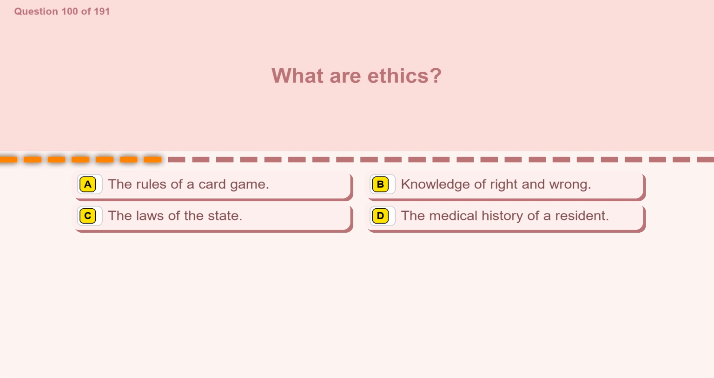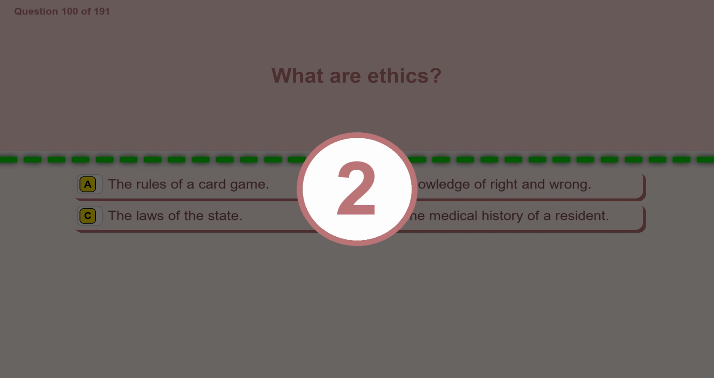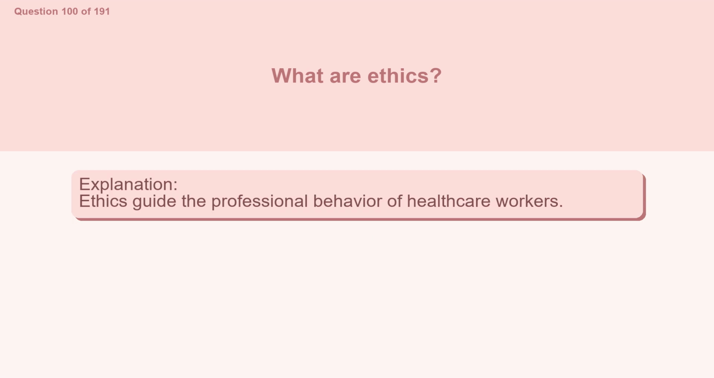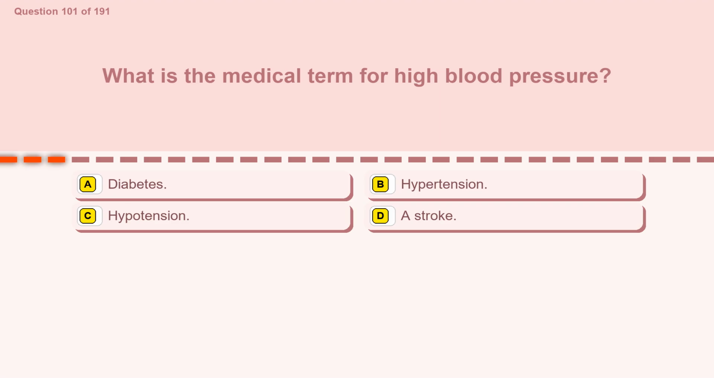Option A. The rules of a card game. Option B. Knowledge of right and wrong. Option C. The laws of the state. Option D. The medical history of a resident. The correct answer is option B. Knowledge of right and wrong. Ethics guide the professional behavior of healthcare workers. Question 101. What is the medical term for high blood pressure?